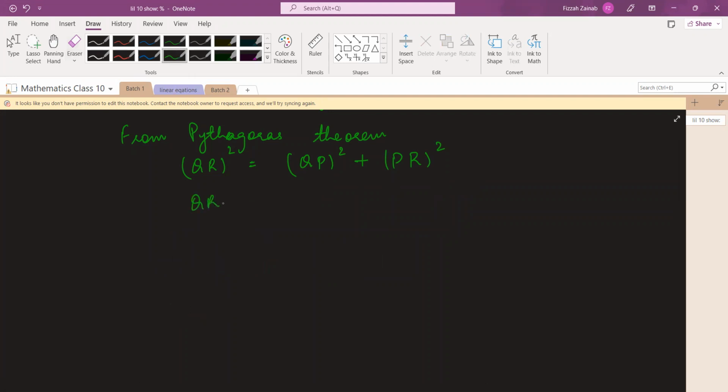So QR we have to find, right? Now QP. So there's a triangle. I'm just writing again. This is P and this is Q, this is R, right?